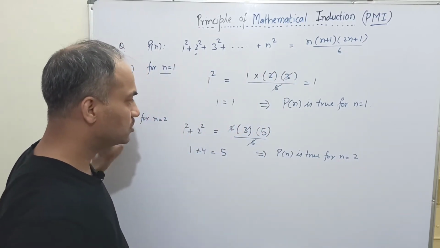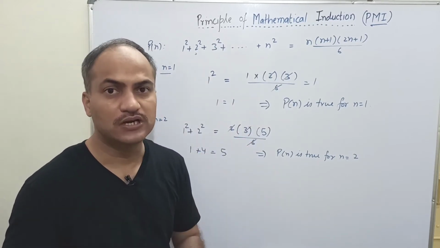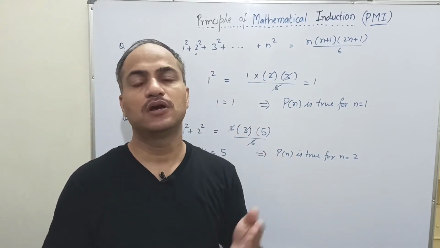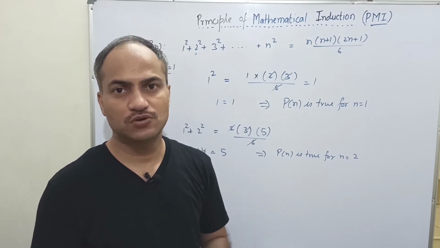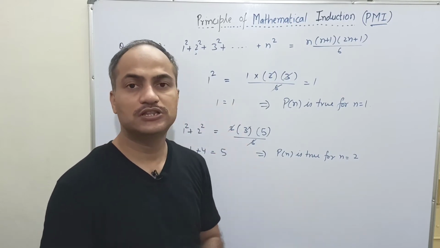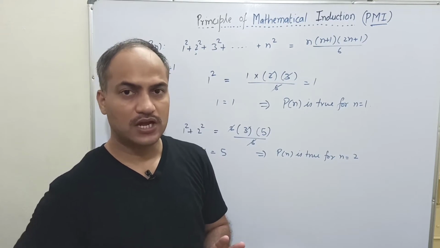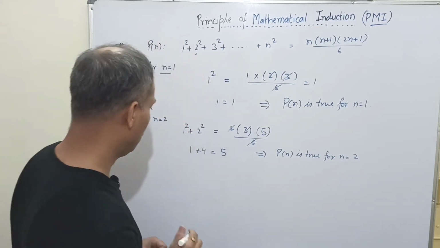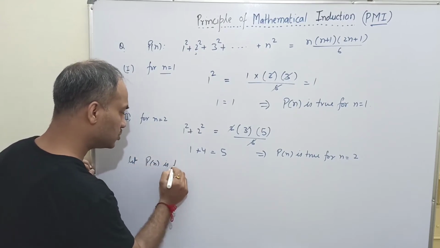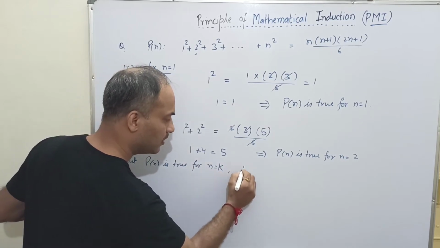Many times in the solution we do not do this kind of step, but I have done this step just to make clear what the method is. Suppose in this manner we keep on putting n equal to 1, 2, 3, 4 and so on. For each and every natural number, if we try to prove it, then certainly it will be true for some n equal to k, and this k is a natural number. So in the next step, let Pn be true for n equal to k. And here k is what?